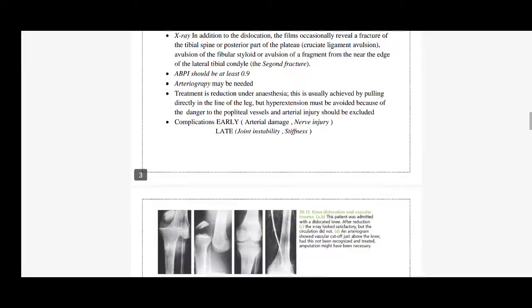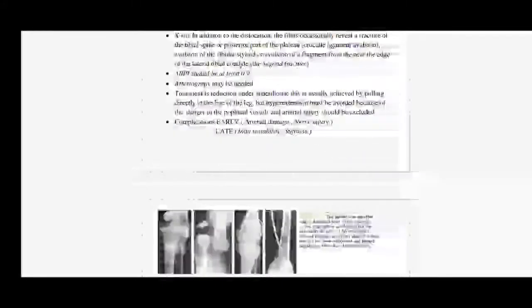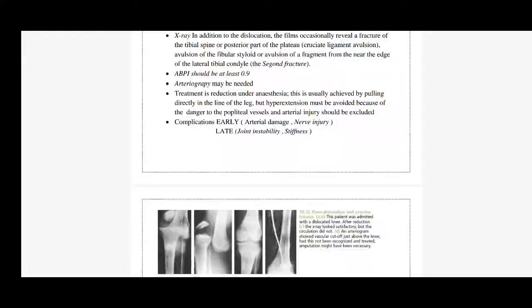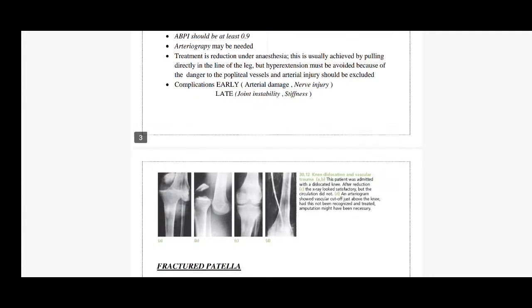Complications of knee dislocation: early are vascular injury and nerve injury, especially the common peroneal nerve, because it has a lengthy course. Later on, the late complications are joint instability, because it is usually associated with ligament injuries, or stiffness because of intra-articular fibrosis.